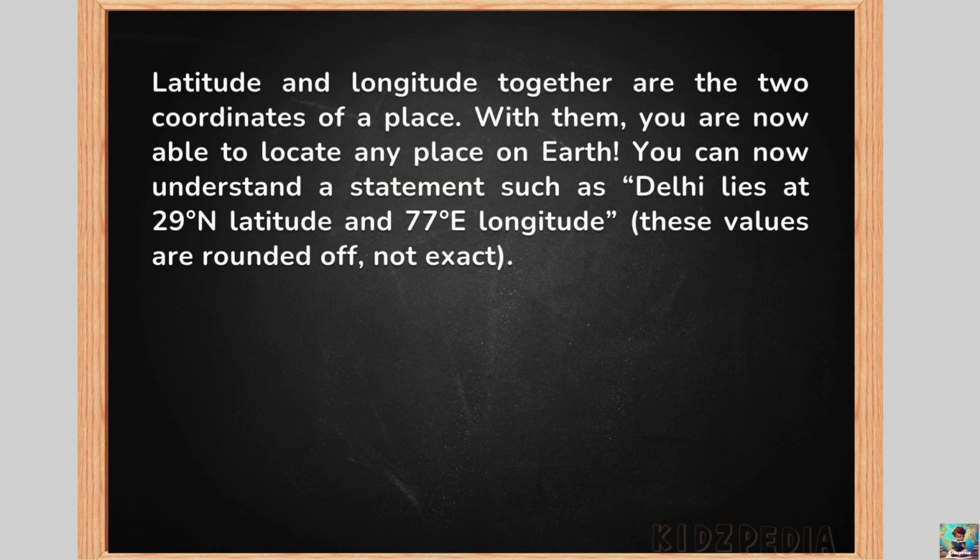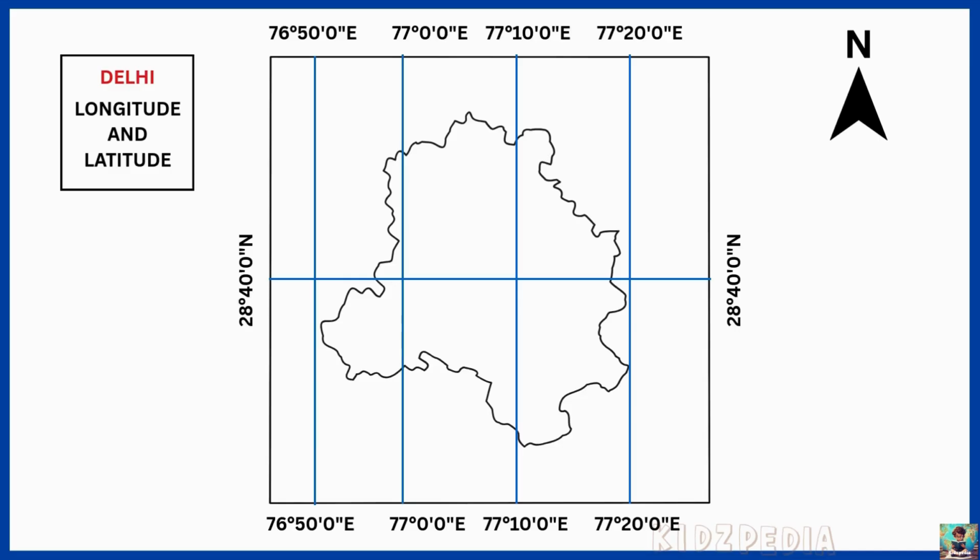You can now understand a statement such as Delhi lies at 29 degrees north latitude and 77 degrees east longitude. These values are rounded off, not exact. So latitude and longitude are like two coordinates that help us find the exact location of any place on Earth. Using these two numbers, you can say exactly where a city or country is. For example, Delhi lies at 29 degrees north latitude and 77 degrees east longitude.